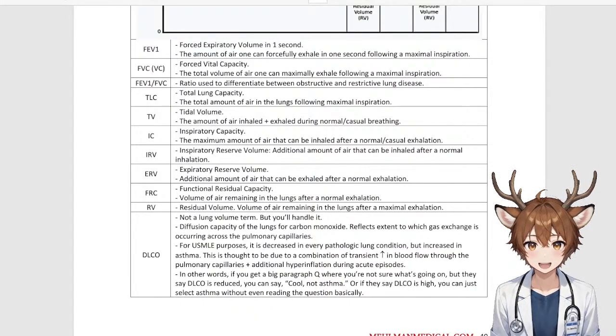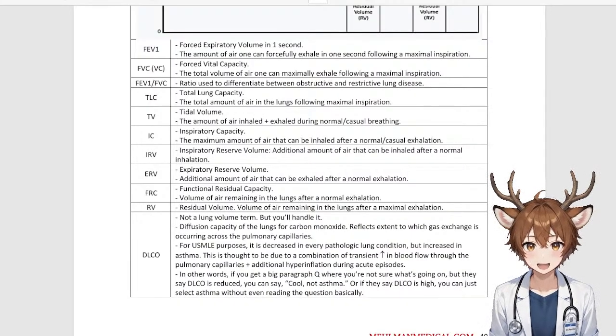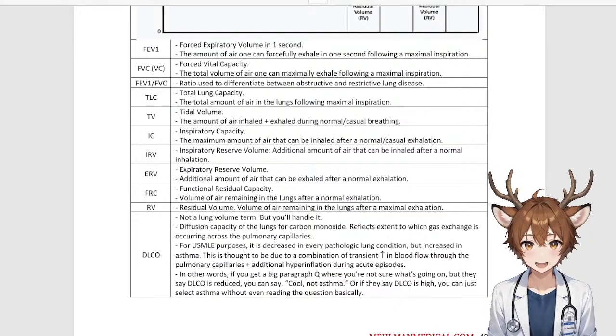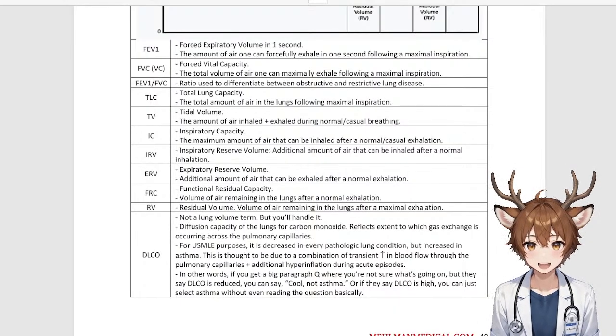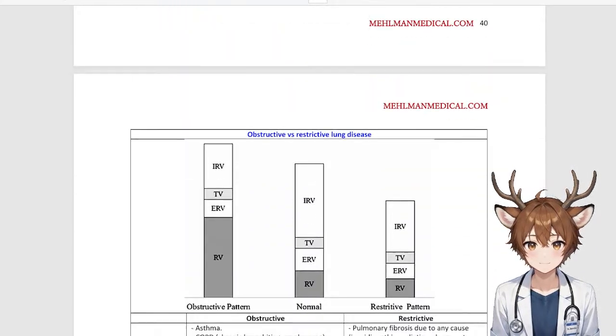In other words, if you get a big paragraph question where you're not sure what's going on, but they say the DLCO is reduced, you can say, cool, not asthma. Or if they say the DLCO is high, you could just select asthma without even reading the question, basically. Good to know.